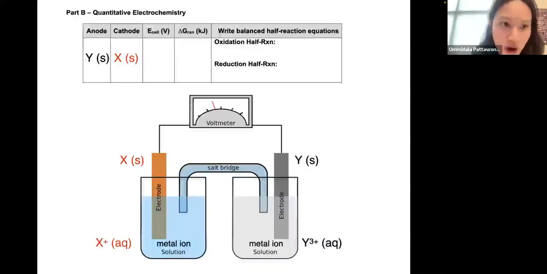Let's take a look at an example of the result from part B. Okay, so let's say that the metal that I have would be Y and X. Okay, so let's say that the metal ion that is associated with X would be X plus, and the metal ion that is associated with Y would be Y3 plus.